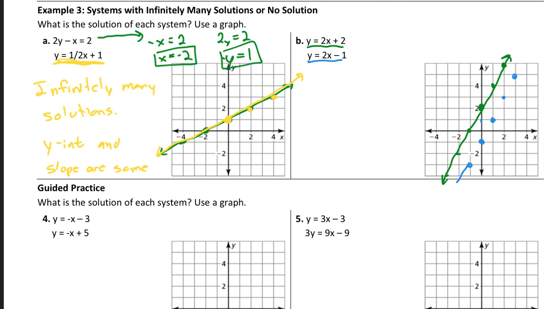And if we notice, these lines are parallel, which means they will never intersect, which means they will never have a common solution, because the point of intersection is where we find the solution to a system of equations. So this particular system has no solutions. And a way you can figure out whether two equations have no solutions, even if you don't see them on a graph, you can see that they have the same slope, but they have different y-intercepts.